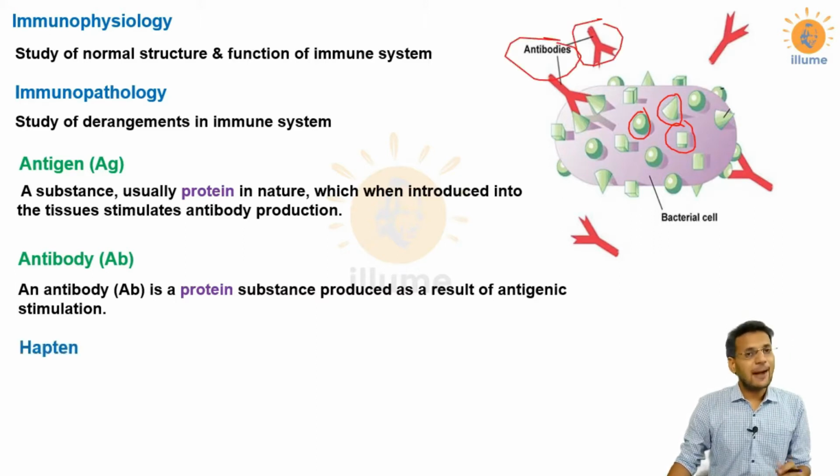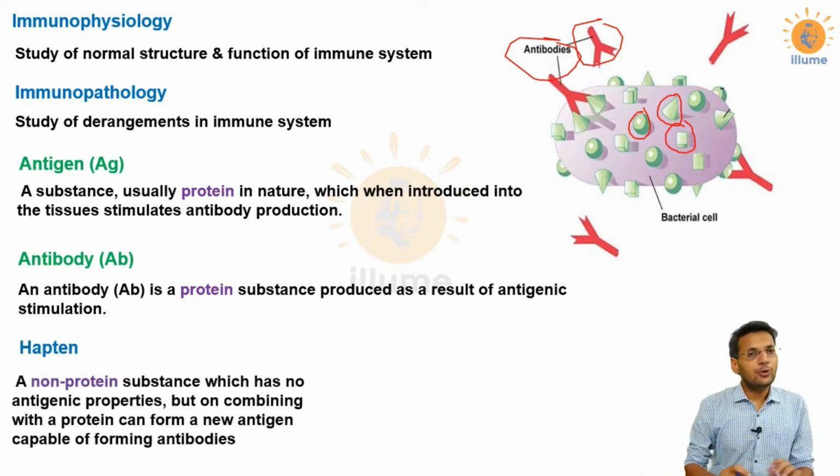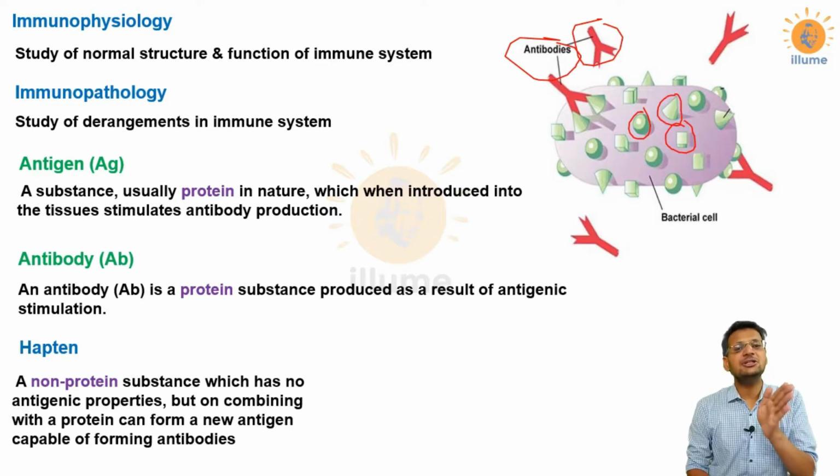Now the next word is hapten. What is a hapten? Hapten is basically a non-protein substance which will never stimulate the production of antibody, but when this non-proteinaceous hapten gets attached to a proteinaceous carrier molecule, then that elicits the formation of antibody.